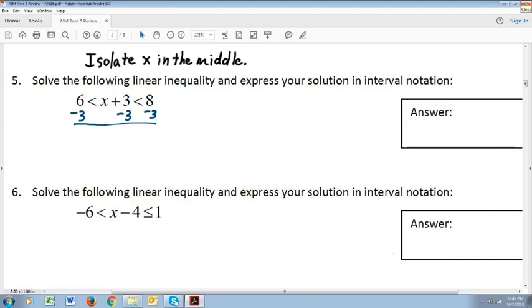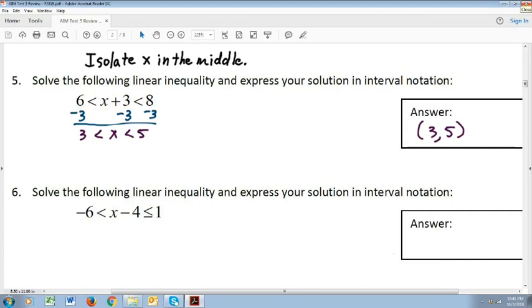6 minus 3 is, well, actually, let's do the x in the middle first. So those 3's cancel. We get x. And notice on the right, less than 8 minus 3, that's 5. And if we go to the other side, 6 minus 3 is 3. So that's the interval from 3 to 5. So basically all we're saying is if you pick any number between 3 and 5 and you plug it in for x, it will make this inequality true.